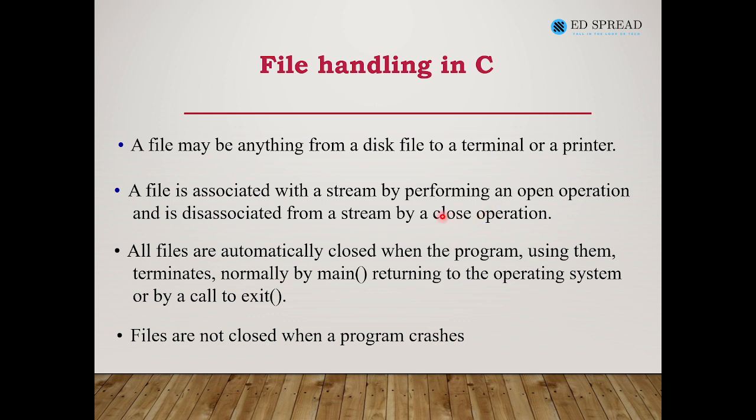So a file is associated with a stream by performing an open operation, and it is dissociated from the stream by a close operation. Stream means nothing but something which is flowing. So we are going to handle that file using our code. Right. Now, how is it going to be opened? That is going to be opened using this open operation, right? Now those methods I'll show to you, and that can be closed by the close operation. That is fine. Now all files are automatically closed when the program using them terminates normally by main.